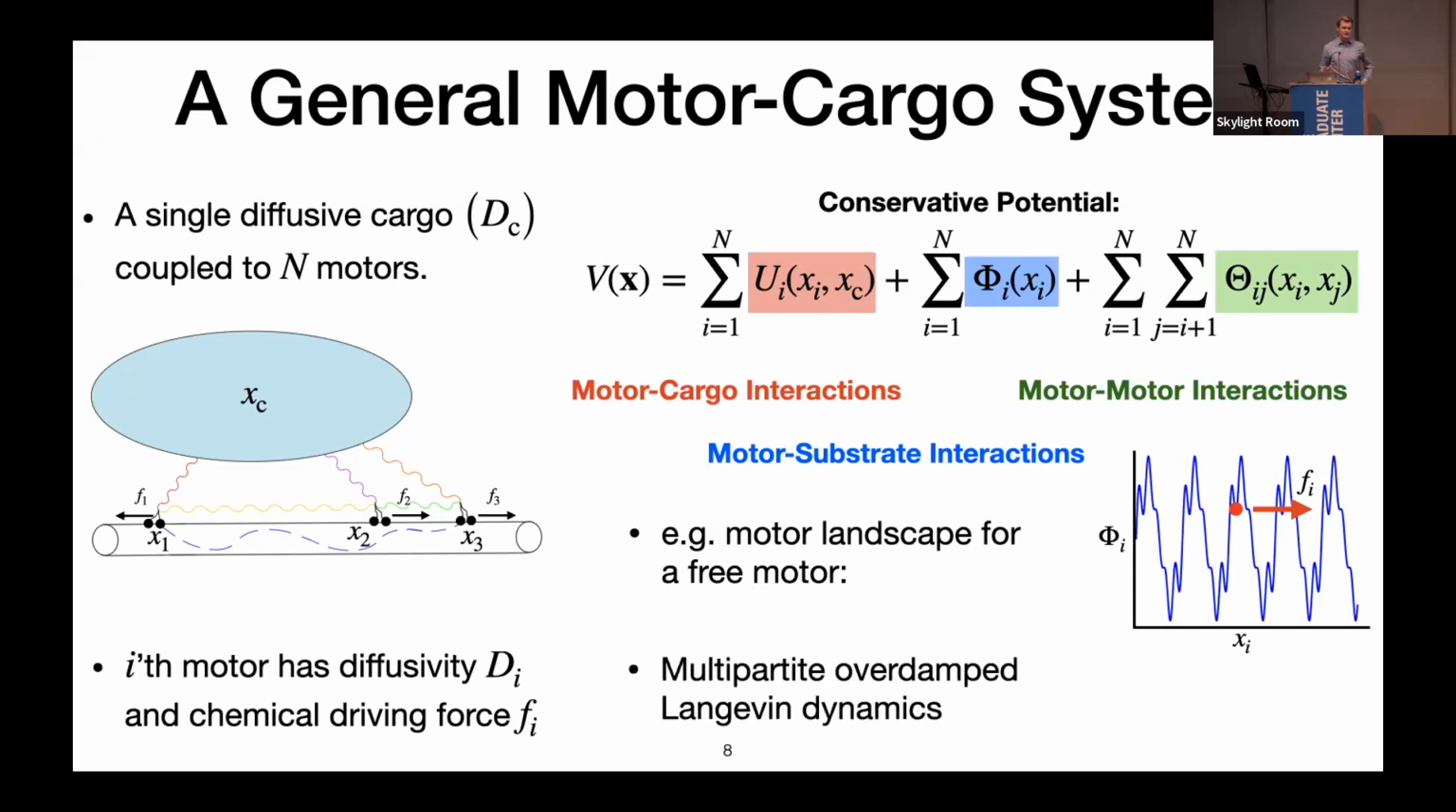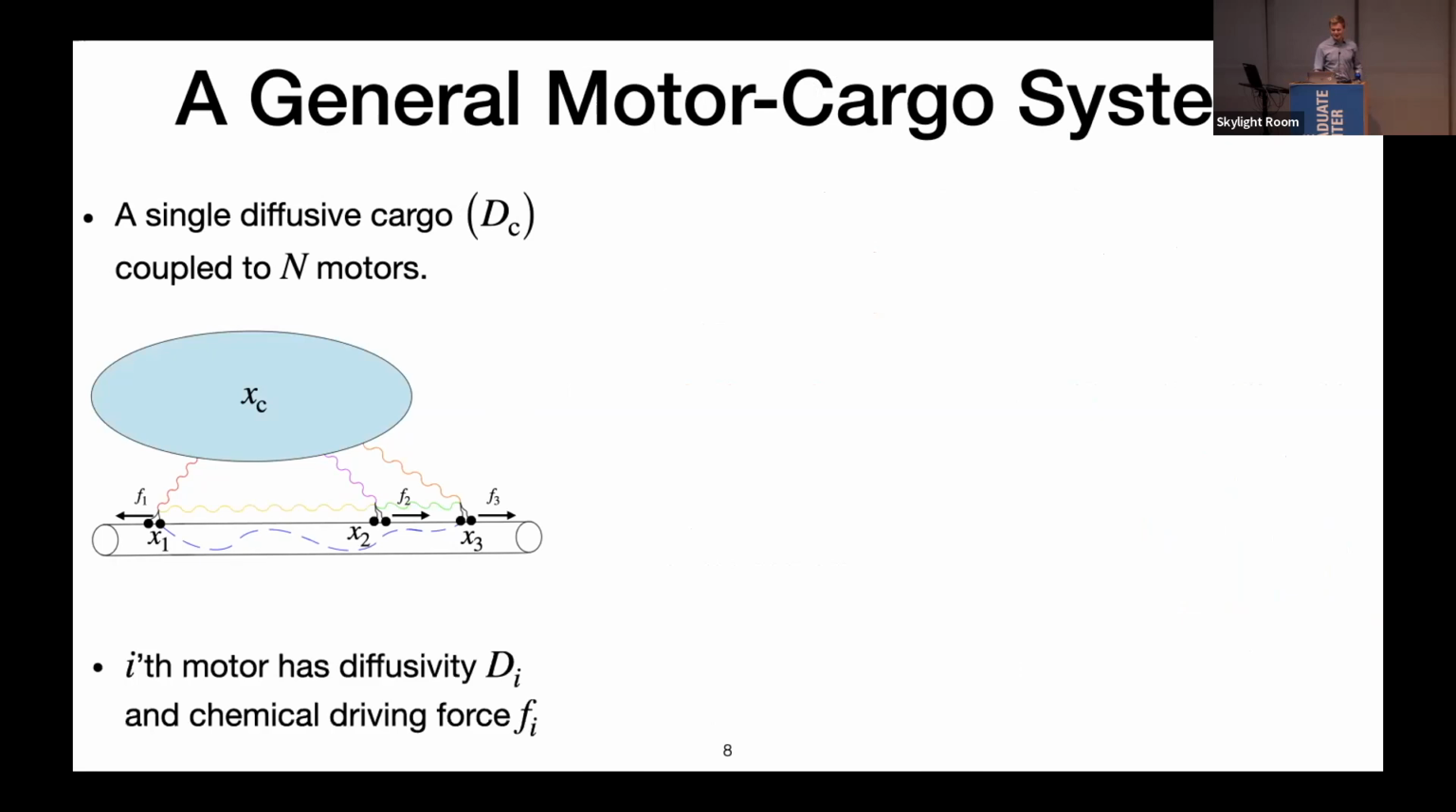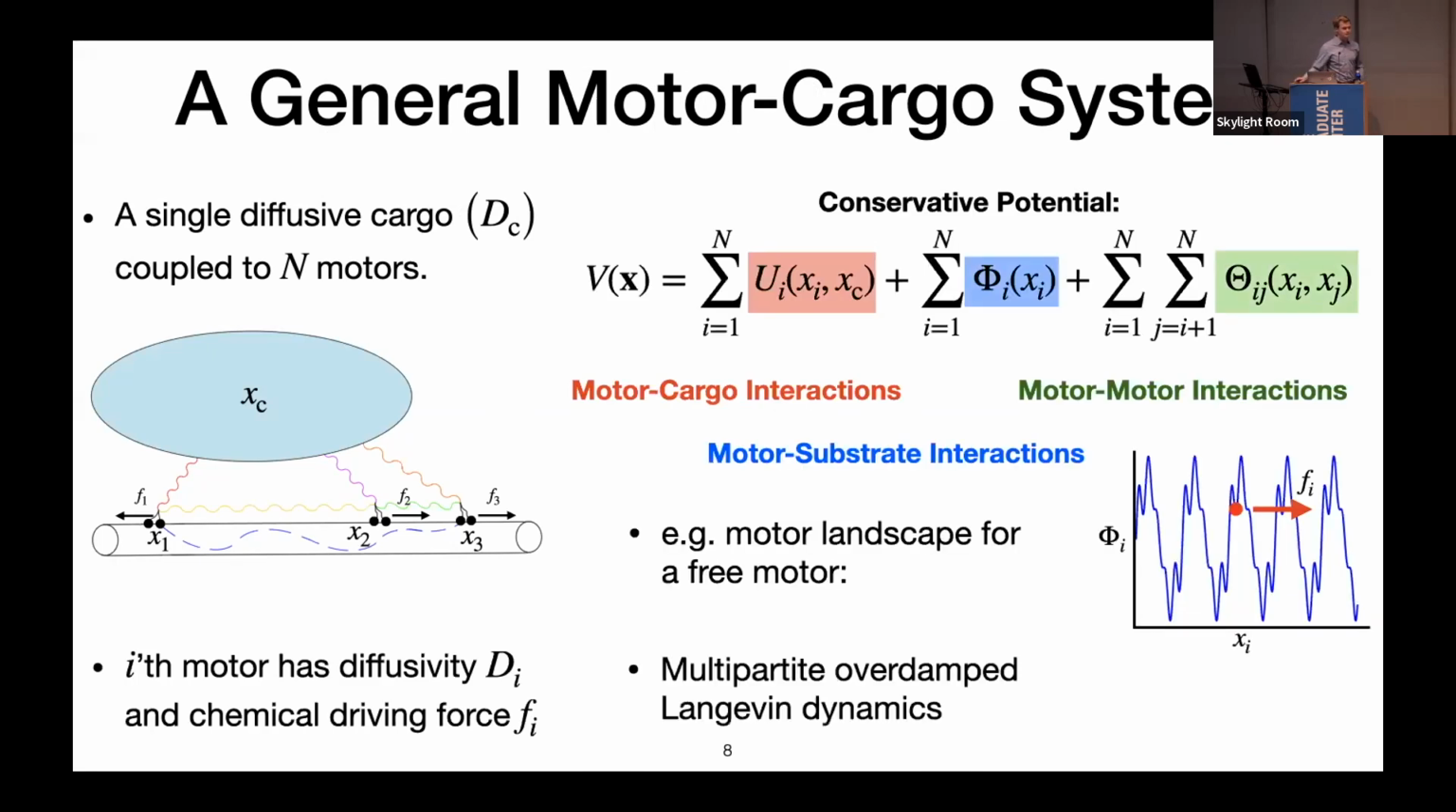And we can model this system using multipartite overdamped Langevin dynamics, which accounts for the stochasticity and low Reynolds number that are defining features of these systems. Just to give you a little bit, sorry, go for it. This seems innocuous, but we're assuming that these things don't have any internal states.